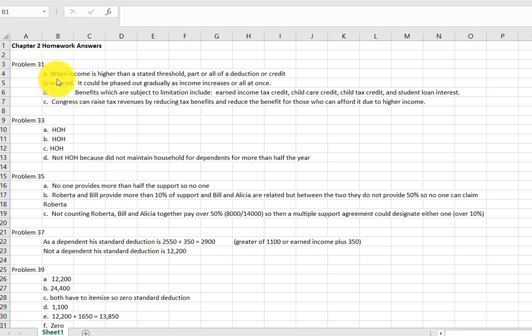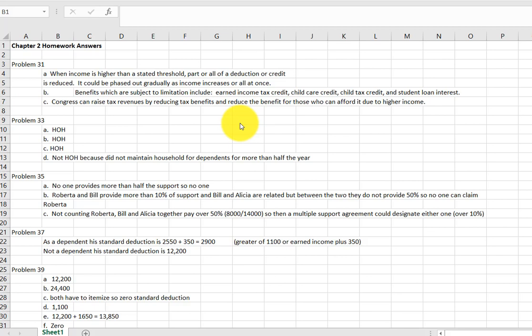Problem 31. To get started, the idea of a phase out of various deductions is that when the income is higher than a threshold, then as the income of the taxpayer goes higher than that threshold, part or all of that deduction or credit could be reduced. Usually there is some kind of formula to figure out how that is done.